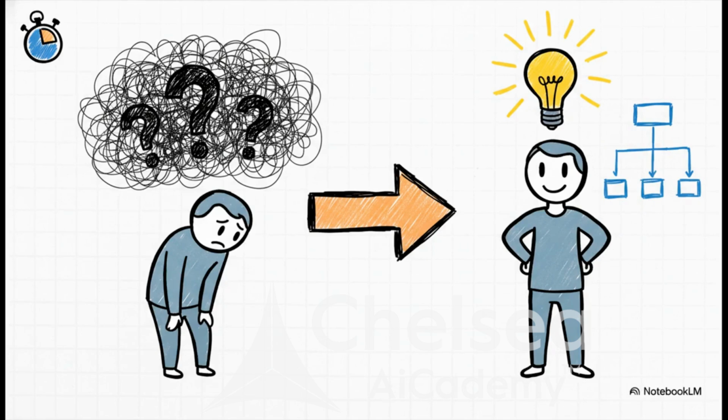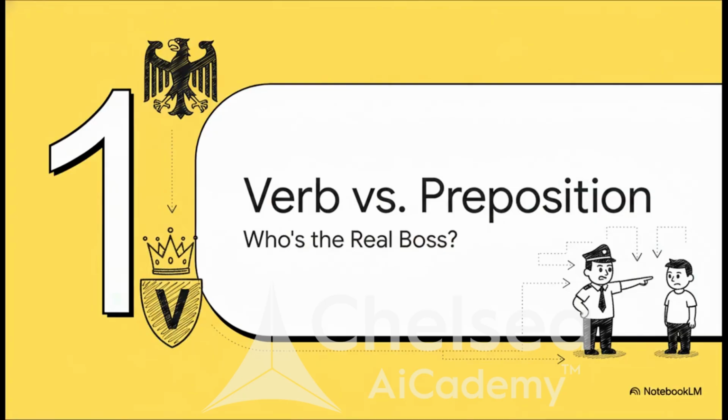We're going to break down this entire system in the next 5 minutes and hopefully turn all that confusion into confidence. Ready? Let's go. Okay, first things first. We have to figure out the chain of command inside a German sentence. Who's really in charge? Who calls the shots?